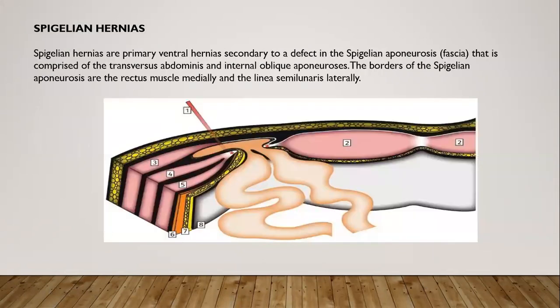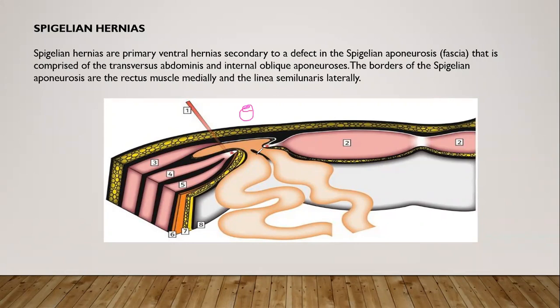Then there are Spigelian hernias. For Spigelian hernias, I don't want to read what I wrote there, but I'll tell you something very simple and straightforward. Let me just annotate. So for Spigelian hernias, what happens is that there is a protrusion, or rather a bulging, but you cannot necessarily see it outside. This is outside here. That is outside. This is the inside.